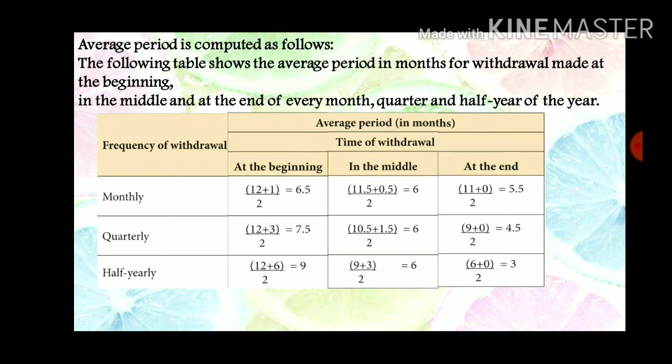The first column is the beginning and the second is the middle. Middle means half-yearly once, 6 months once, at the end of the month. Monthly, quarterly, half-yearly, monthly. At the beginning 12 months plus last month 1. So totally 13. 13 divided by 2 we get 6.5.